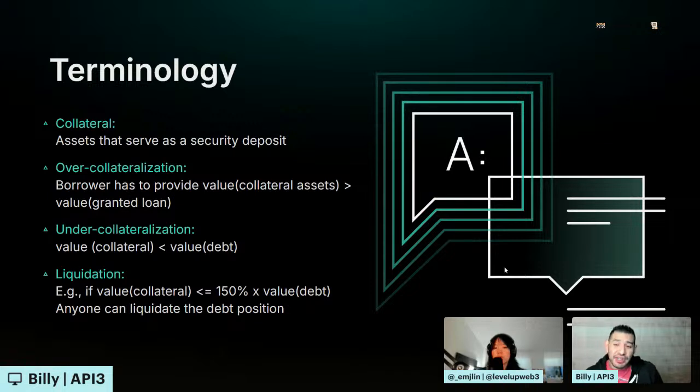Over collateralization is when the borrower has to provide something more valuable than what they're borrowing, right? So I have to put in $1,000 of ETH in order to borrow up to maybe $700 of USDC, right? That way I'm inclined to pay back my loan. Under collateralization is basically you're putting nothing up in order to borrow some money. That doesn't work in most cases in crypto currently.